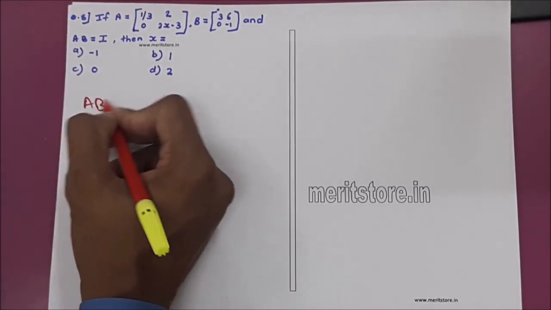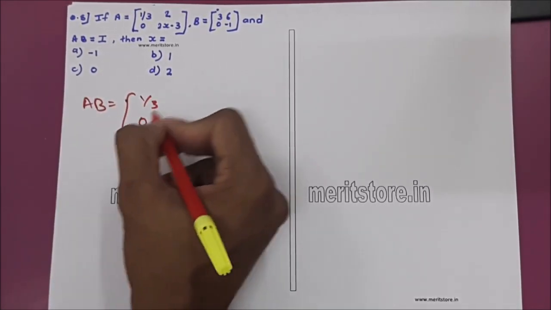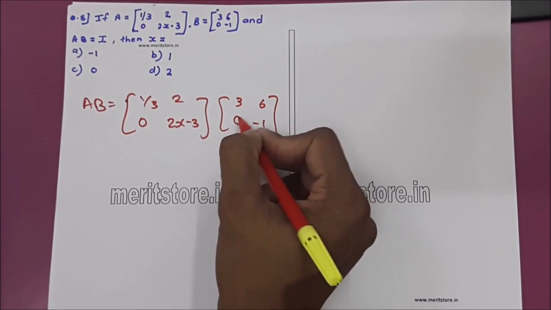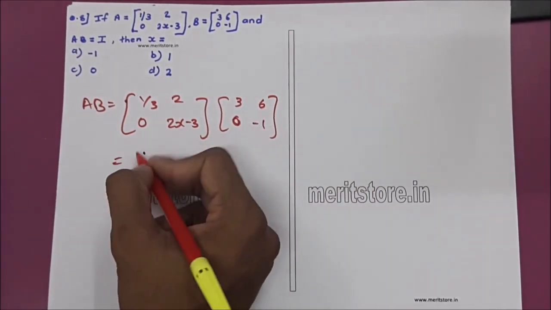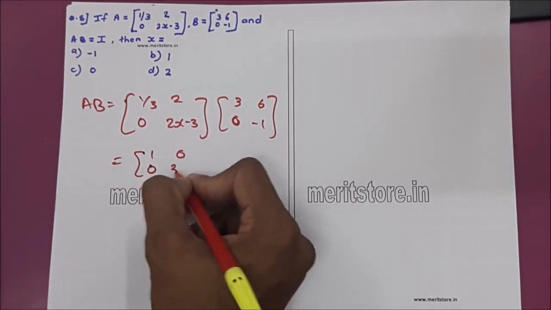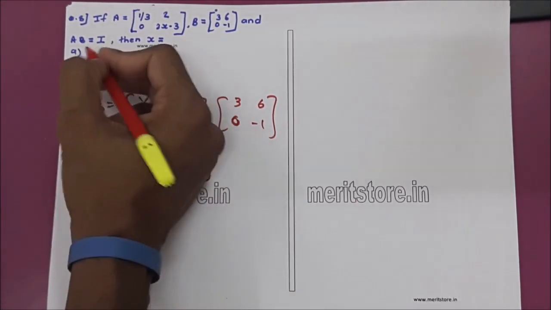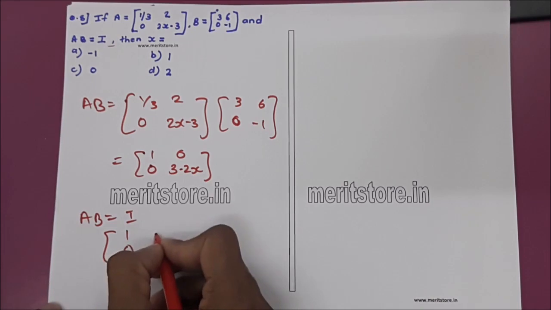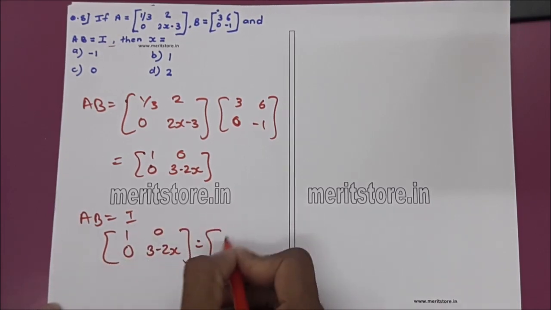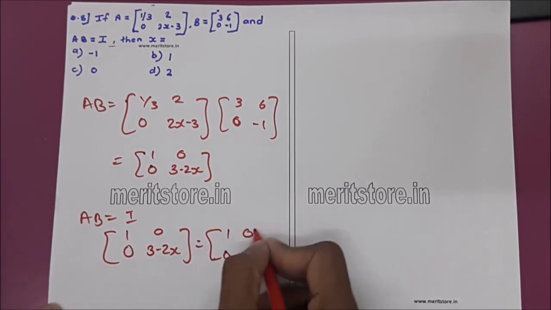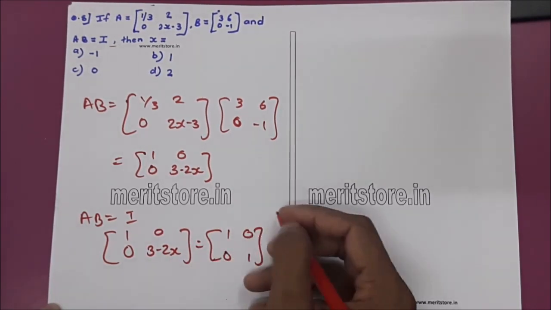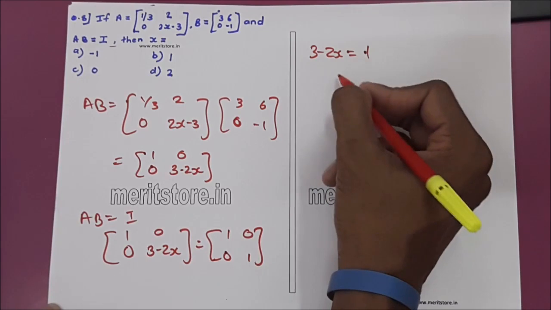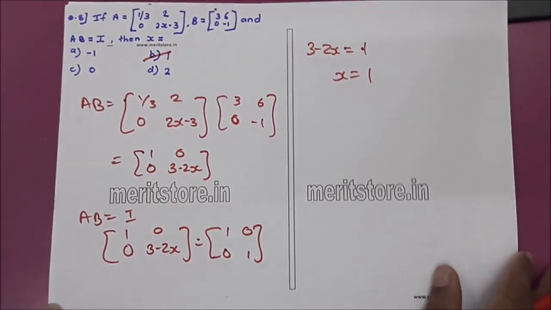So we solve for AB, we get [1/3, 2; 0, 2x minus 3] and the B matrix is [3, 6; 0, 1]. So we solve for this, we get [1, 0; 0, 3 minus 2x]. We know that AB is equal to I, therefore we substitute this, we write [1, 0; 0, 3 minus 2x] equal to the unit matrix, that is [1, 0; 0, 1]. So we compare the values of these matrices. We get 3 minus 2x equal to 1. We solve for x, we get x is equal to 1, which is option B. Option B is the correct answer.